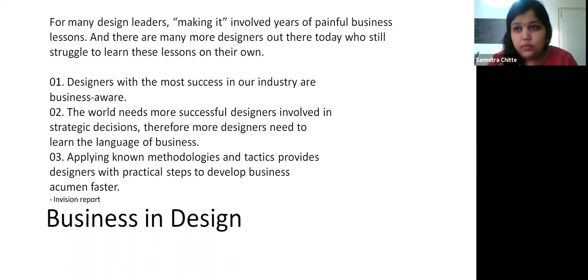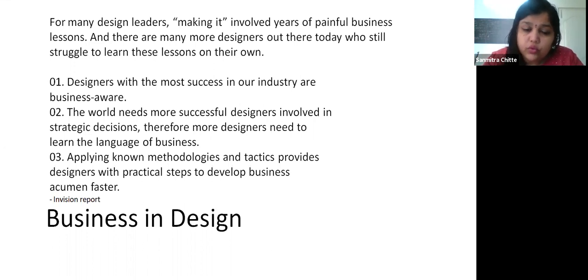It may be the same language, but the designer will be able to translate better into the language of business what exactly Pareto's rule is, whether it is 80-20% utilization of the design, then how much is the 20% that you contribute. Converting it into numbers and telling it to the non-design-prejudiced structures of the organization. And like I said, applying some known methodologies, something where both designers and non-designers come to a similar level of understanding, and providing designers with practical steps to develop business acumen faster.